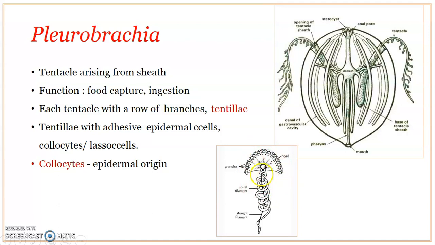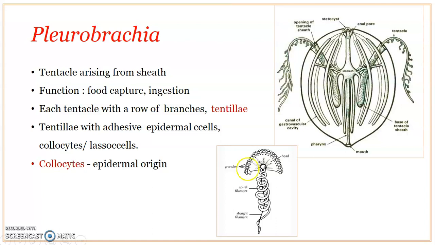Each colocyte, if you see, has a hemispherical apical head, otherwise known as the apical cap, and the outer margin of this cap is produced into minute adhesive papillae. On the surface of the head, we can see numerous secretory granules, and these secretory granules are responsible for the secretion of adhesive substance which is used for capturing the prey. This adhesive substance entangles and kills smaller organisms, their prey.